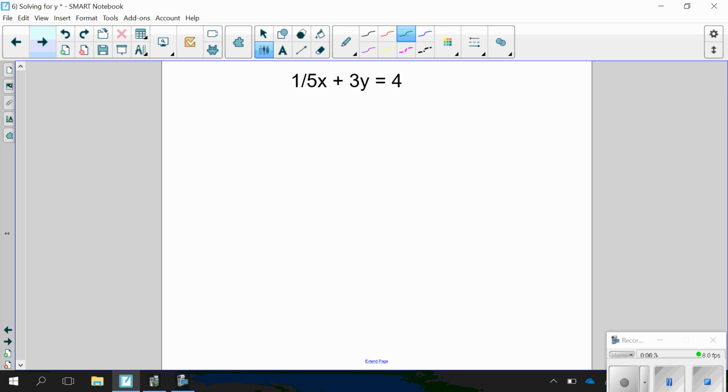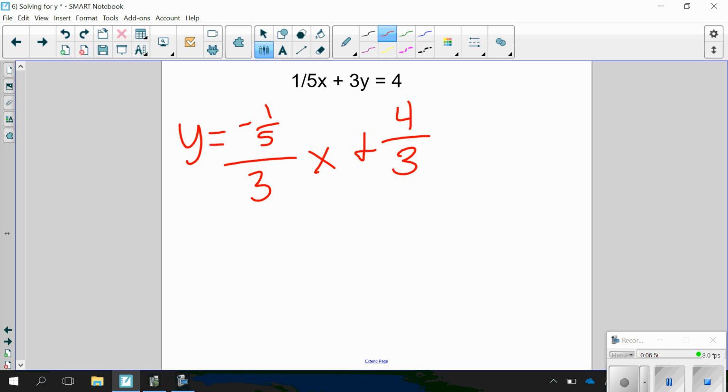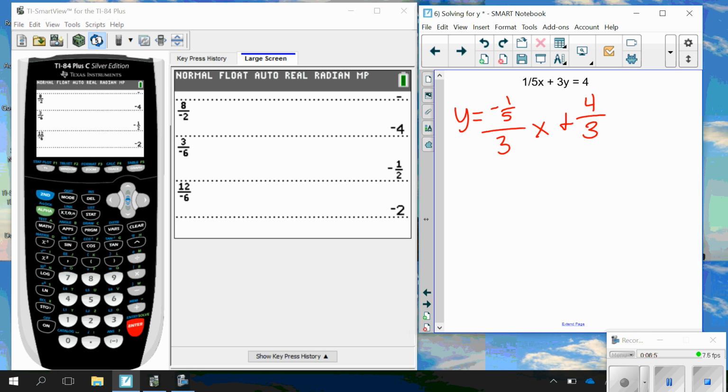We're going to do this last one that's a little bit challenging because it has a fraction in it. So y equals the opposite of a, so negative 1/5 over b, which is 3, x plus c, which is 4 over 3. Now, students say, how can you have a fraction over a fraction? That's pretty crazy, isn't it? Let's go ahead and show you how you would do this.